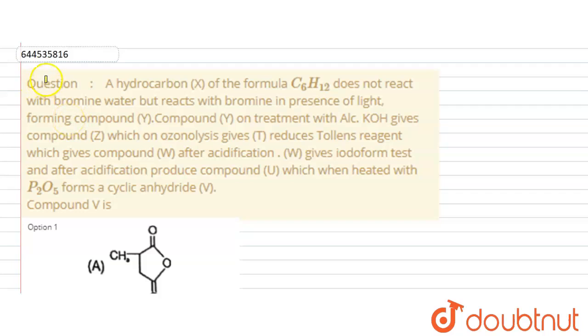Hello everyone. So let's see this question. In this question it is given a hydrocarbon X of the formula C6H12 does not react with bromine water, but it reacts with bromine in presence of light, forming compound Y.